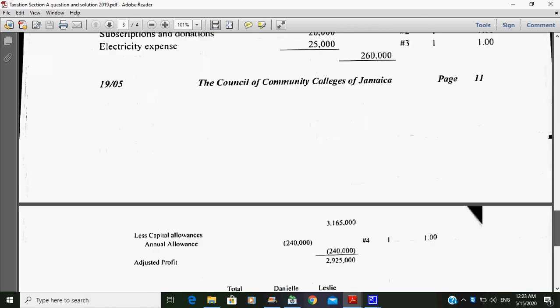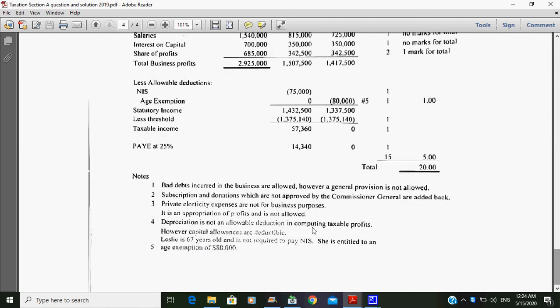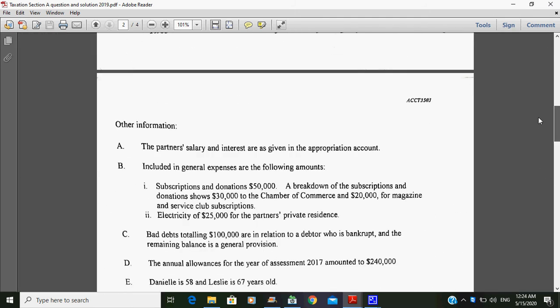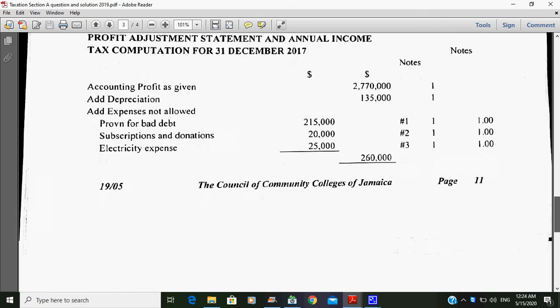Then you have subscriptions and donations which are not approved by the Commissioner General, and these are added back. In this case, the amount contributed to the Chamber of Commerce would have been allowed, but the amount contributed for magazine and service club subscriptions is not allowed. So that's the reason why the 20,000 is added back.